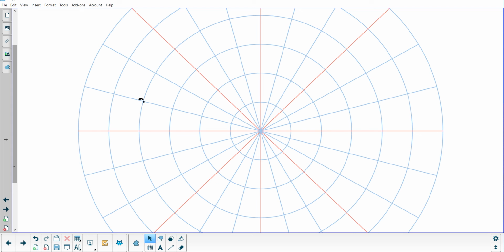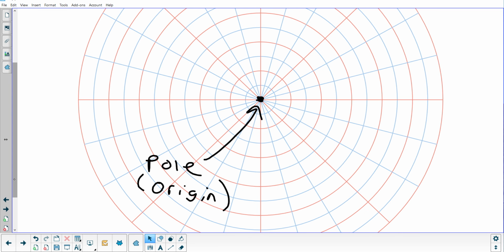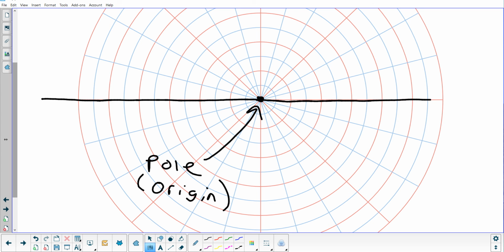This is what the polar system looks like. This point at the center, they call that the pole, or you could also call it the origin. A lot of times they call it the pole. And there's really only one axis in polar. Like in XY, you have 2. In polar, you just have this one. And that's called the polar axis.